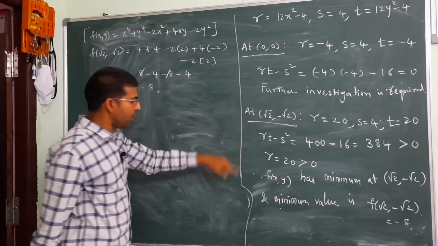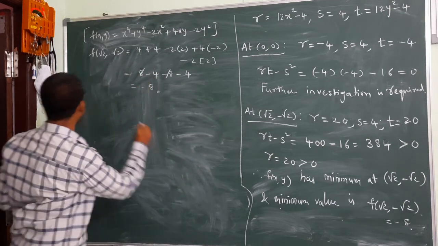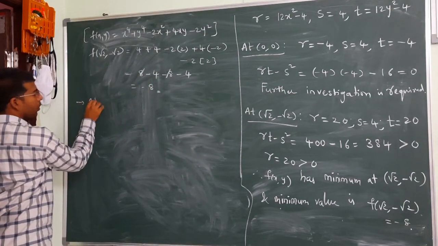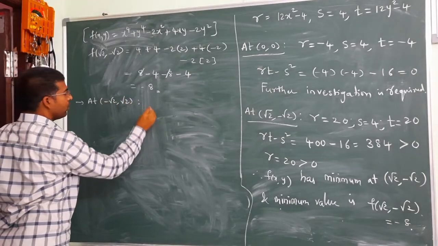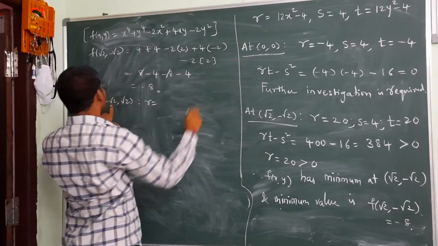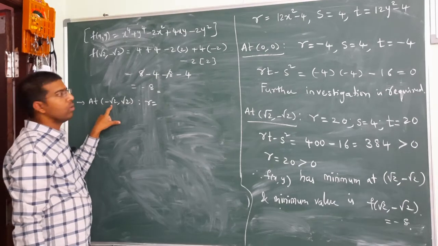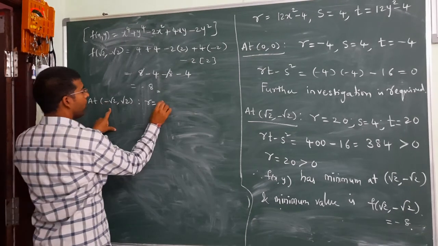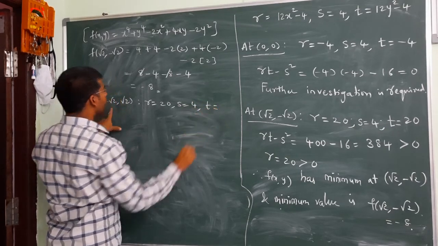In a similar way, we have only found at 2 points. One more point is there. What is that point? At minus root 2 comma root 2. Again we need to find R, S, T. What about the R value? R means 12 into minus root 2 whole square means again 2. So 12 into 2 is 24, again 20. S is 4. Again the T value means root 2.